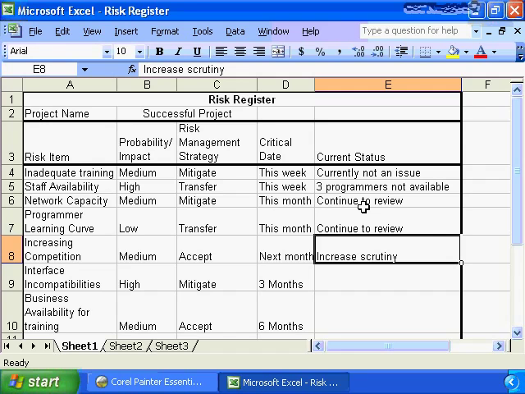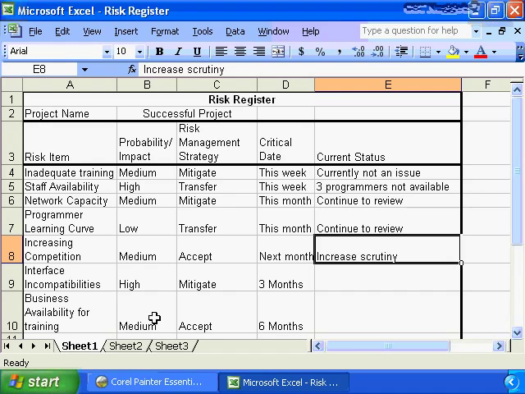As we get further out on our timeline, the next month, increasing competition, medium, accept, is increasing scrutiny. It's beginning to show up on our radar screen. We need to start to examine the impacts related to increasing competition to determine the impact it's going to have on our project. We have other very serious risk events: the interface incompatibilities as a high and the business availability for training as a medium, but their timeline is substantially removed from the project, 3 months out and 6 months out.